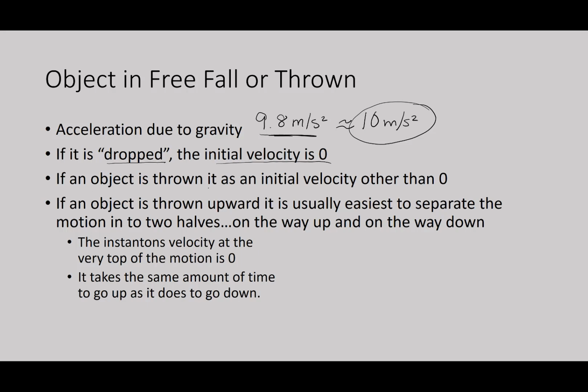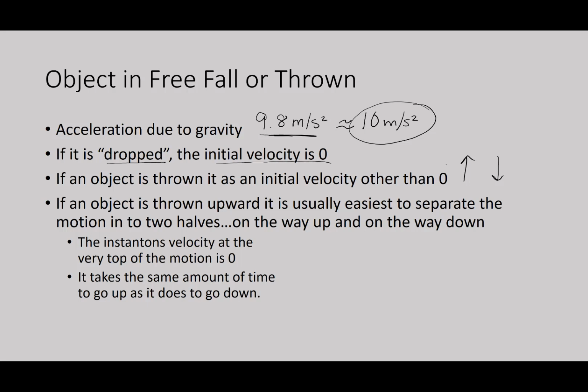If we have an object that is thrown, it has some initial velocity other than 0. Now, depending on the problem, the item could be thrown upward or the item could be thrown downward. Okay? So then we would have an initial velocity other than 0.